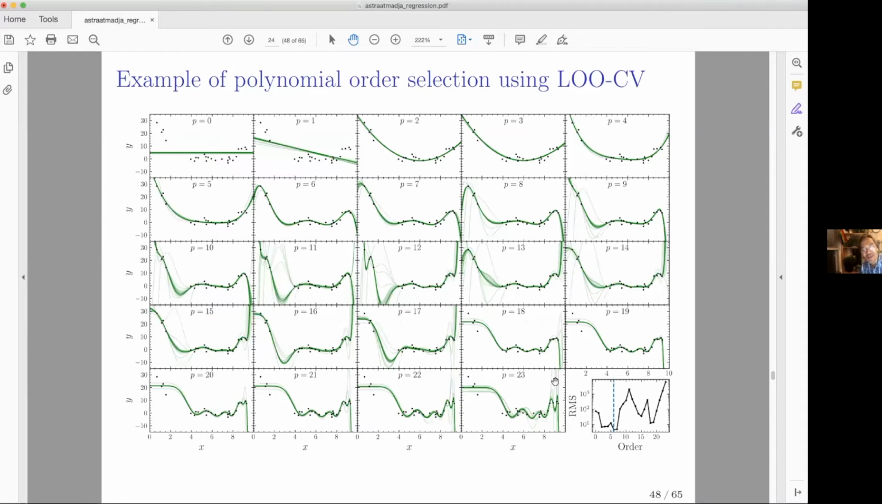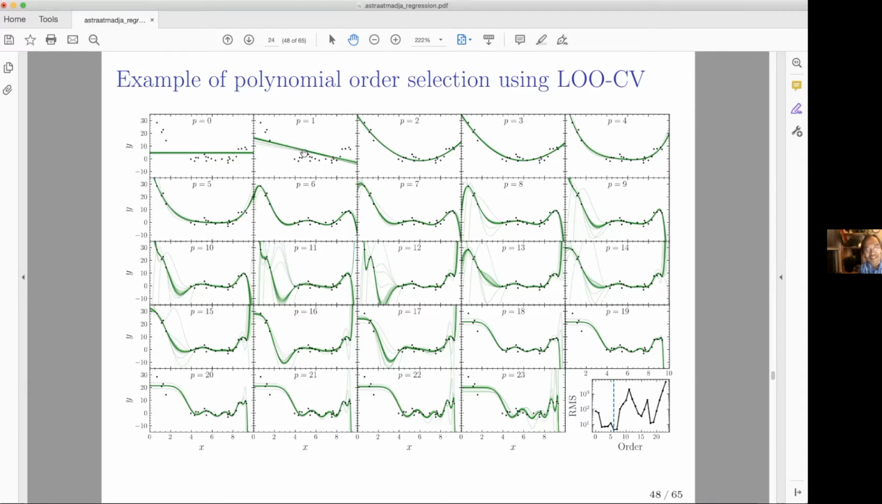So let's see how well cross validation works here. I use polynomial models as the test, and for cross validation I just use leave one out cross validation. Each panel is for an order of the polynomial. Here P is 0, which means just a constant is fit to the data. P is 1, which means a straight line is fit to the data. This is a quadratic function, a cubic function, and so forth.